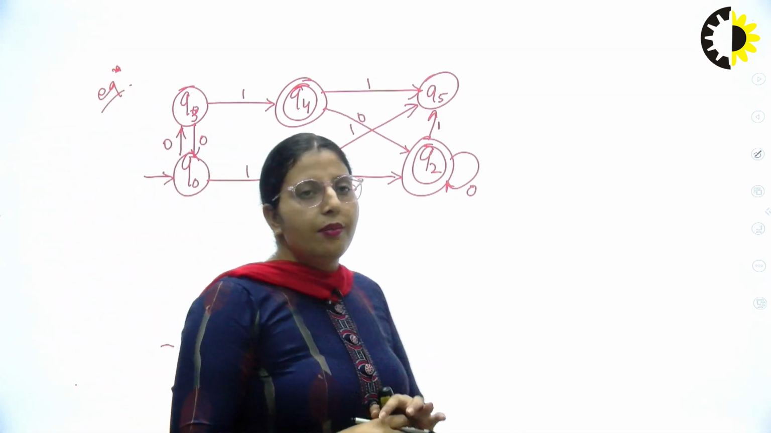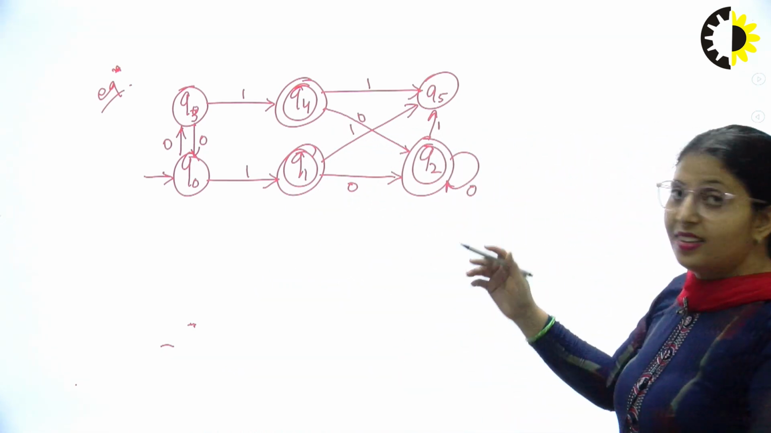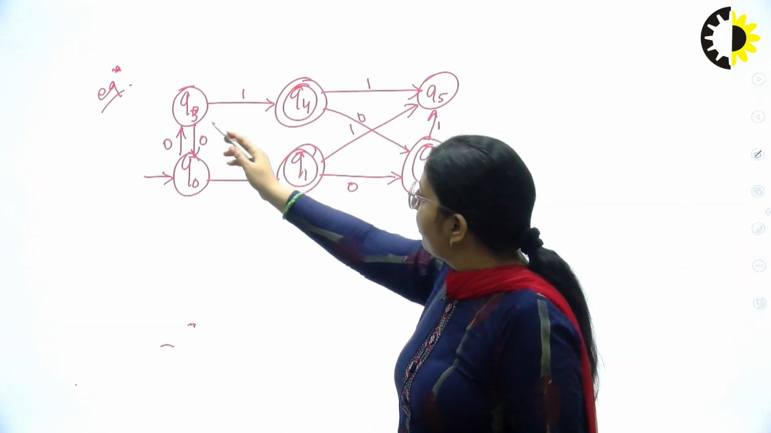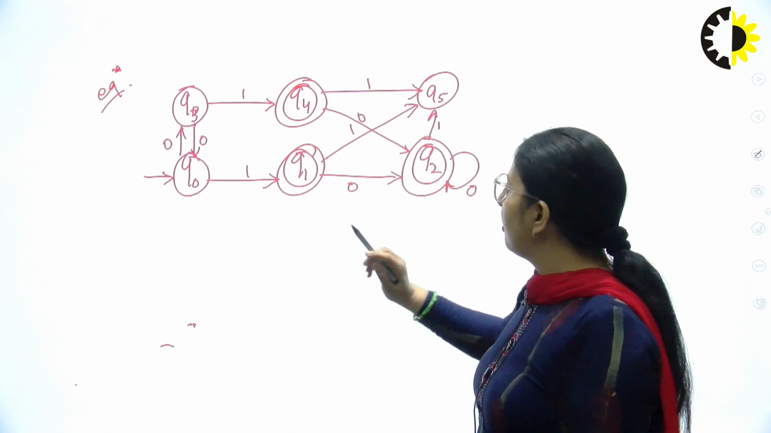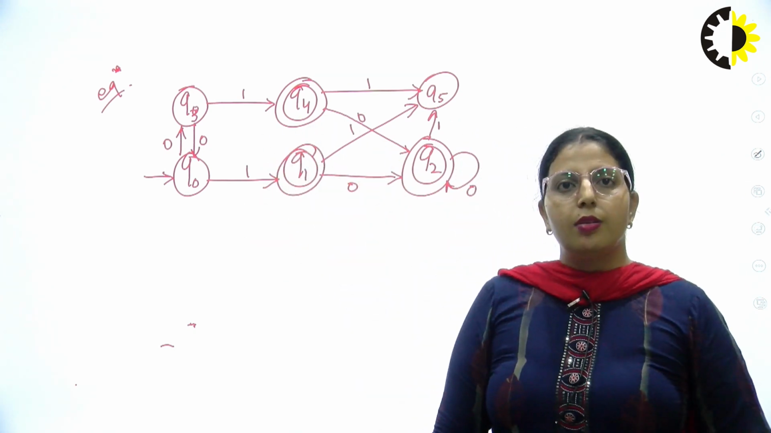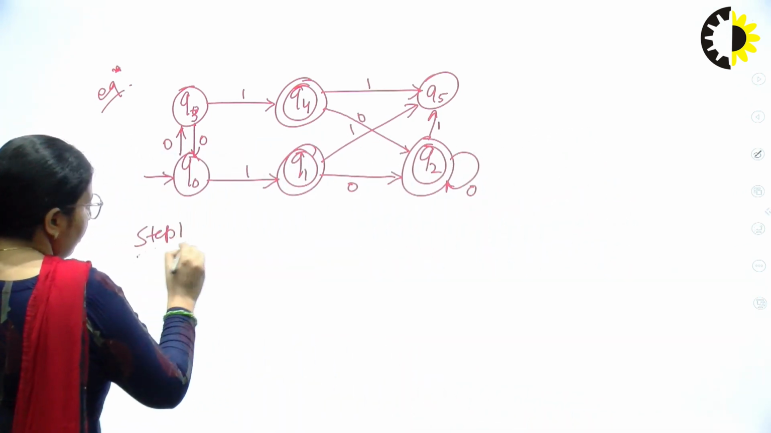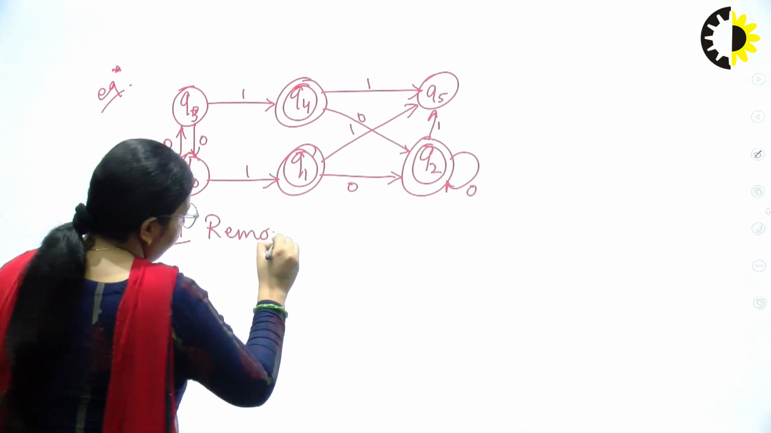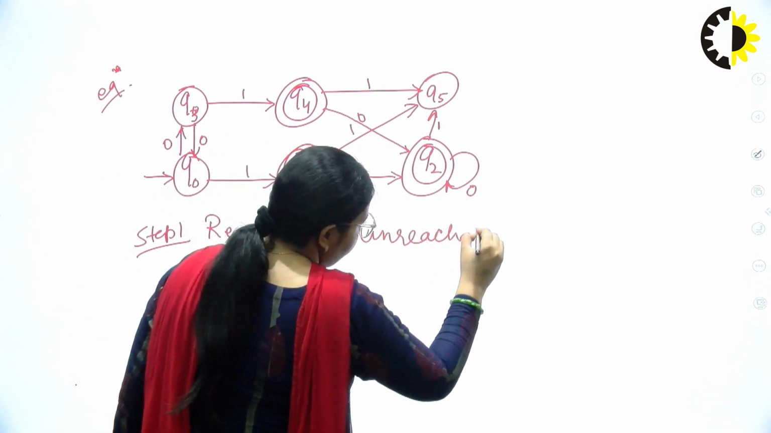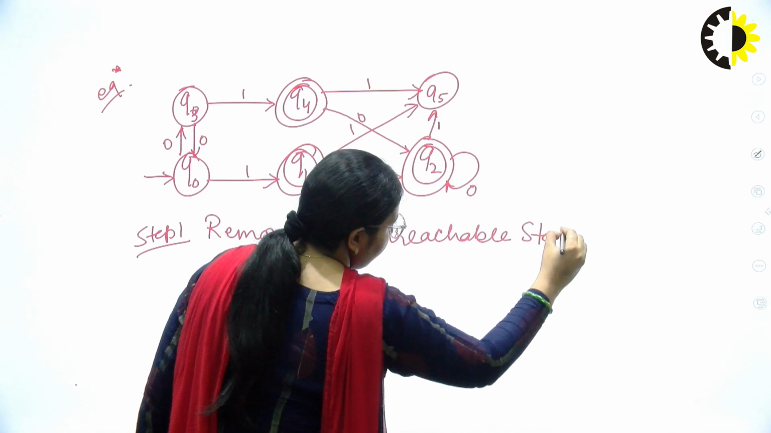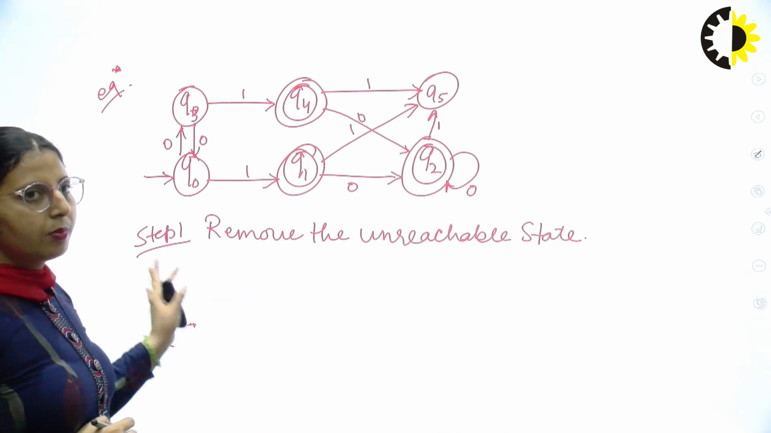So the first step is we have to remove the unreachable states. Is there any unreachable state? Let's check it. We can reach here, we can reach here, and we can reach here also, here also. So there is no unreachable state. That was the first step, remove the unreachable states. But there is no unreachable state, so we cannot perform step 1.